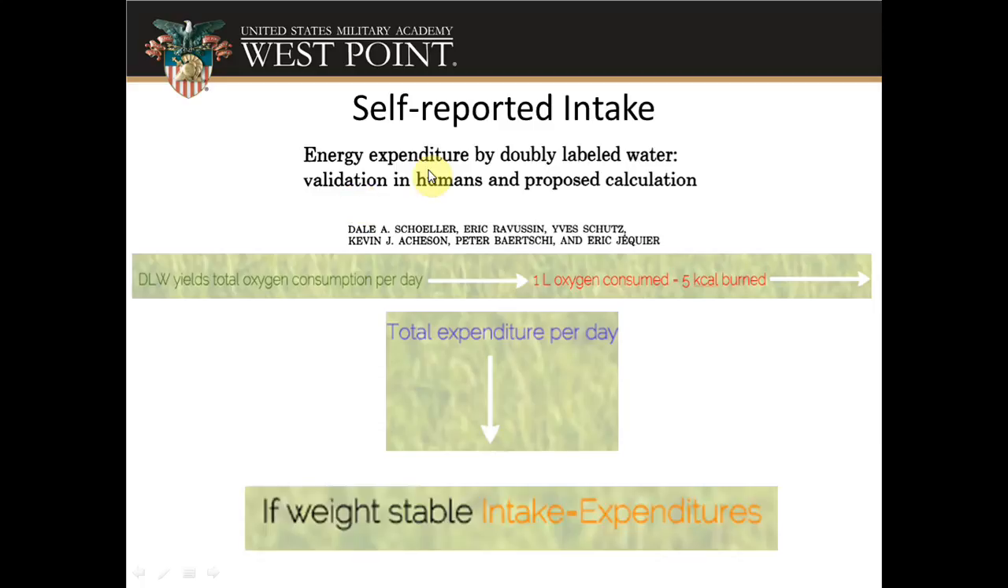Most people, at least for a short time, are weight stable. That means their intake must equal their expenditure. And if their intake equals their expenditure, the doubly labeled water method can give us a pretty decent approximation of how much they are taking in per day.